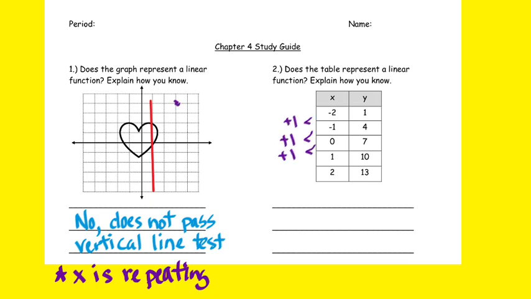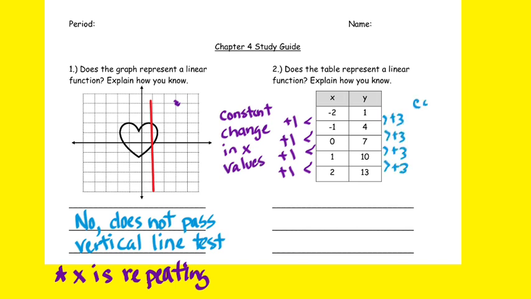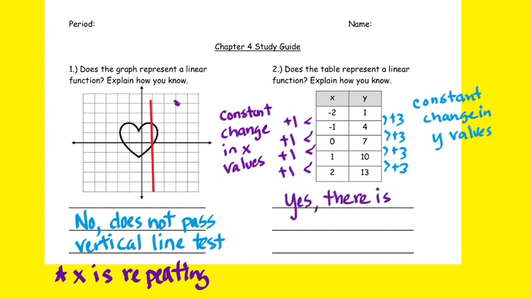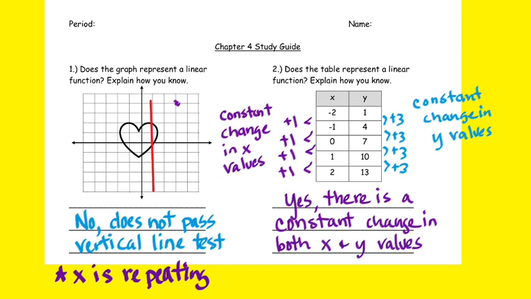On number 2, by the table, you can see that there's a constant change in the x values and a constant change in the y values. Therefore, there's a constant slope telling us that it is a linear function.